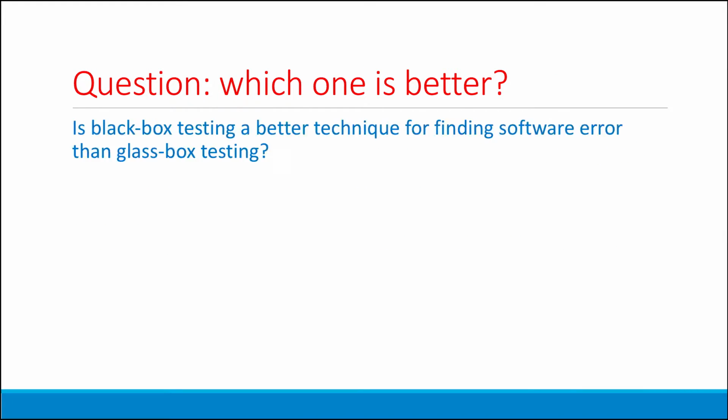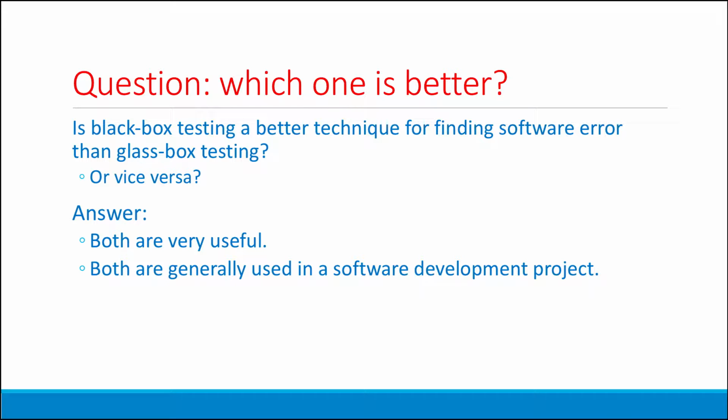Which of these is better? Is black box testing a better technique for finding software errors than glass box testing? Or vice versa? The answer? Both are very useful, and in fact both are generally used in a software development project.